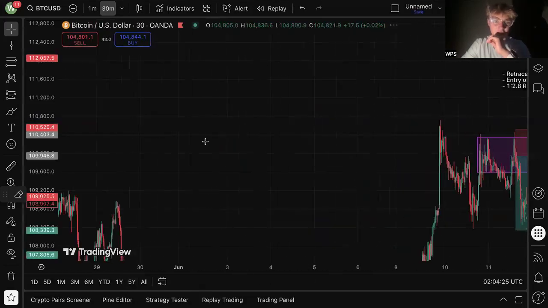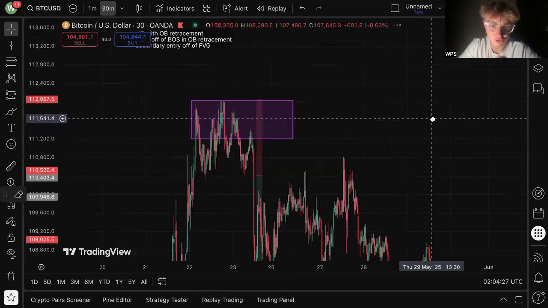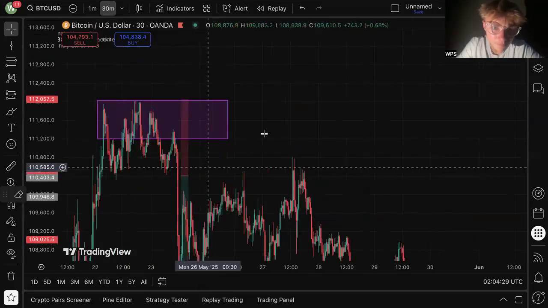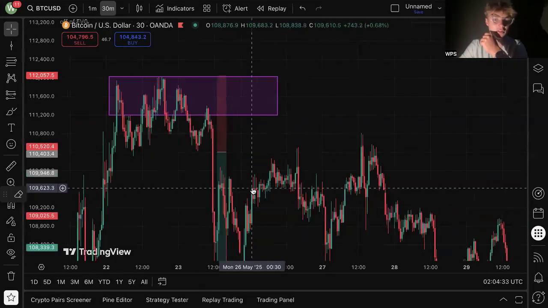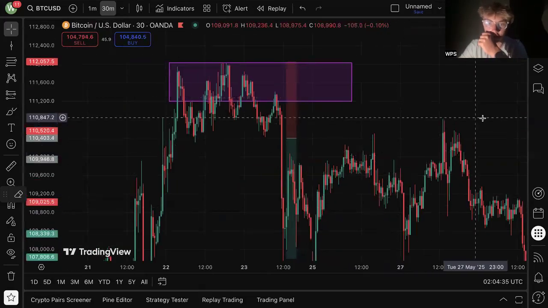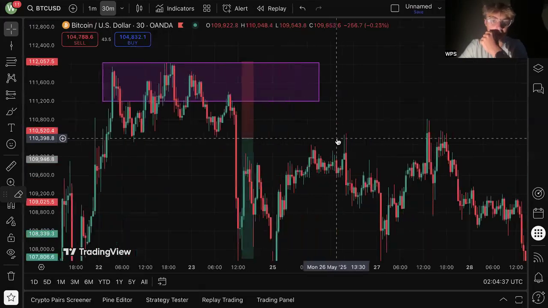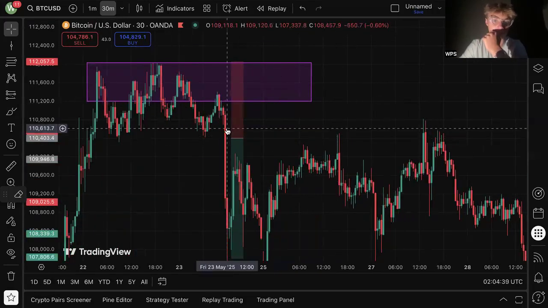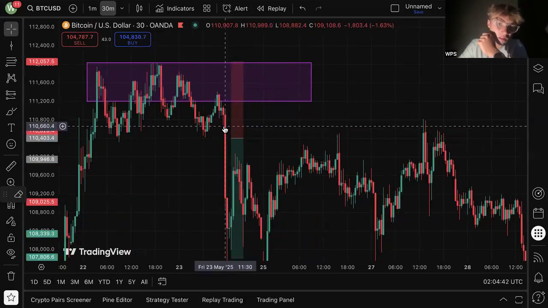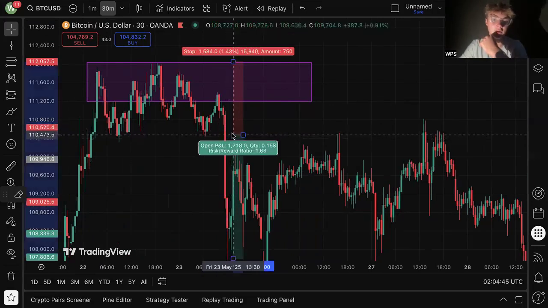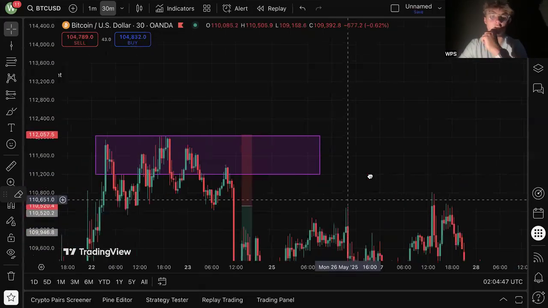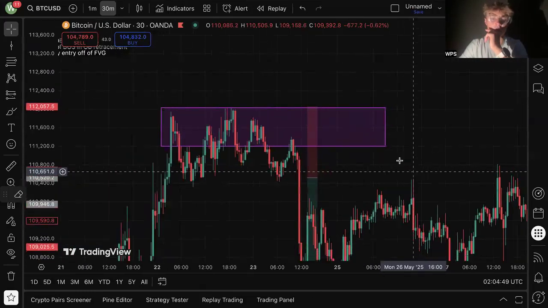and see if I can find a slightly better entry. Although it really looks like this just all happened at once. This is a big rug pull. And this would just be the time to enter, right here, actually, sorry. And then that would give me a slightly better, like a 1 to 1.7 RR trade off of the fair value gap.